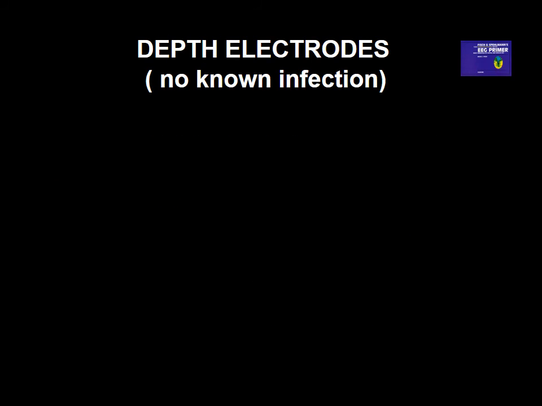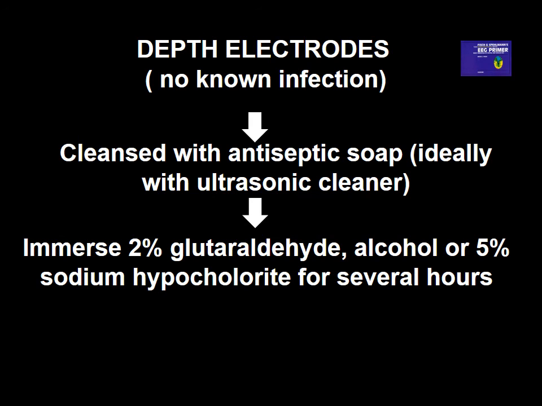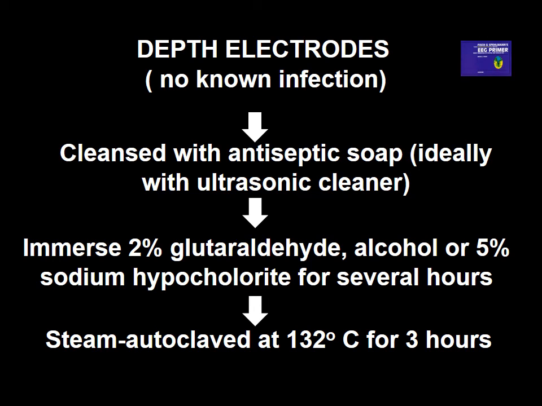Depth electrodes in patients with no known infection or dementia should be cleansed with antiseptic soap, ideally with an ultrasonic cleaner, immersed in 2% glutaraldehyde, alcohol, or 5% sodium hypochlorite for several hours, and then steam autoclaved at 132 centigrade for 3 hours.